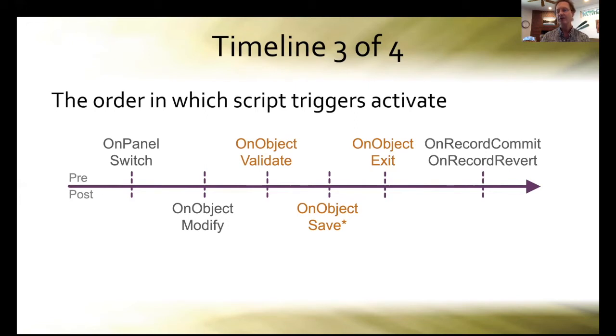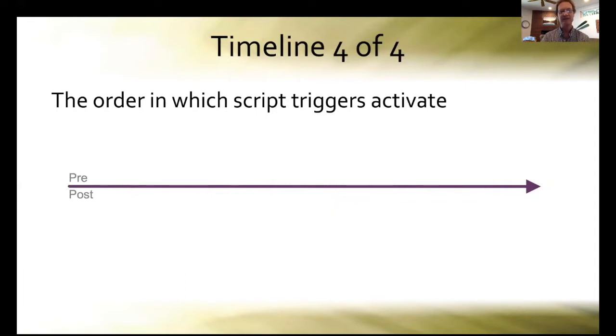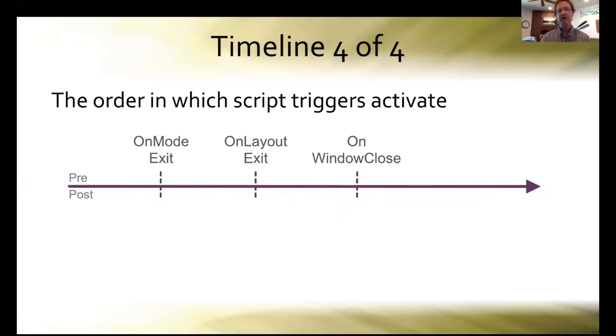And then on record commit or on record revert would happen next in the normal flow of events. And our last batch of the timeline, this is the things that happen generally on your way out of the database or out of a window of the database. You would exit out of the mode you're in, whether it's browse mode, find mode, or preview mode. You would exit out of the layout you're on. You would close a window, and then eventually you would close the last window. So those are the script triggers in the order in which they activate.